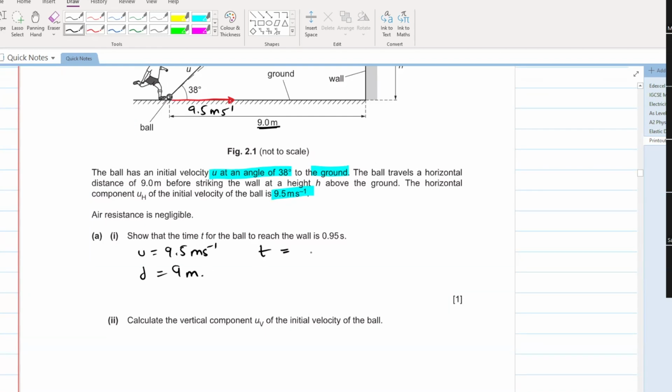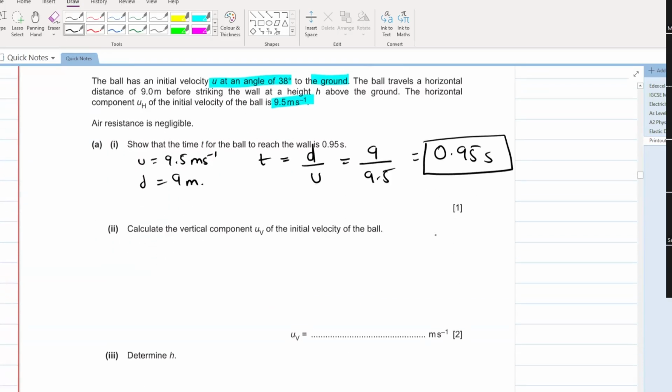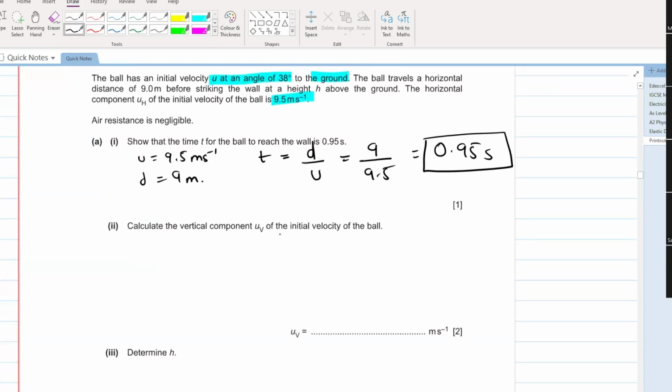Time is equal to distance d divided by the velocity. Distance d is 9, velocity is 9.5. 9 divided by 9.5, your answer comes out to be 0.95 seconds. Simple. Calculate the vertical component of the initial velocity of the ball.